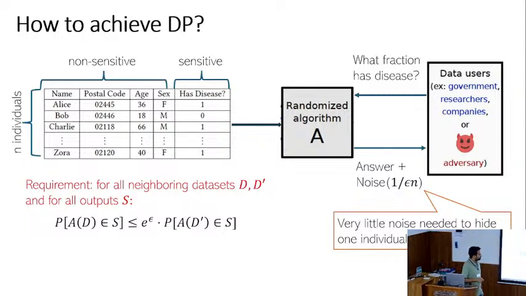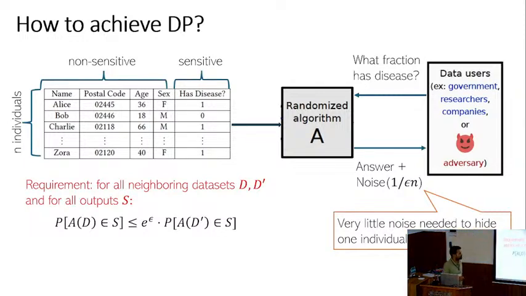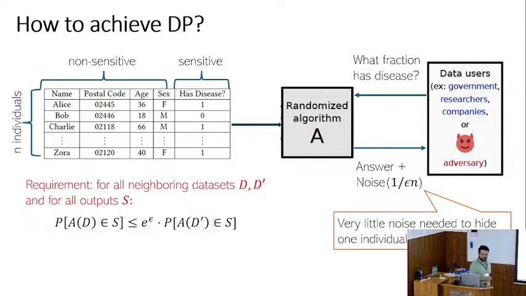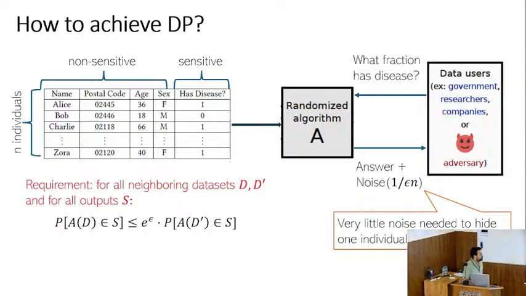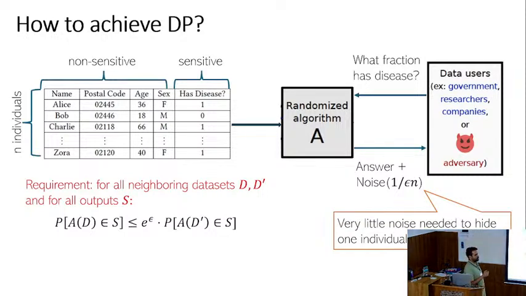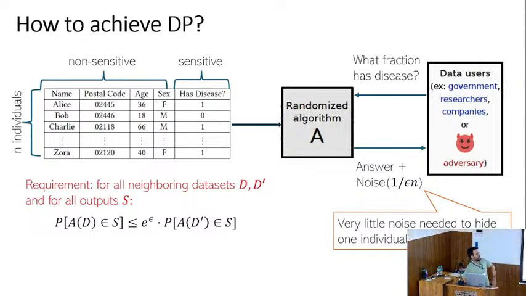Obviously we need to specify what the noise is, because the algorithm is randomized, right? So the noise will depend on the randomization of the algorithm. What kind of probability distribution do we generate the noise from? We'll talk about that later. But you can think that if we add noise of this order, then we'll achieve epsilon differential privacy. That means we can show this relation to hold for all neighboring datasets and for all outputs.